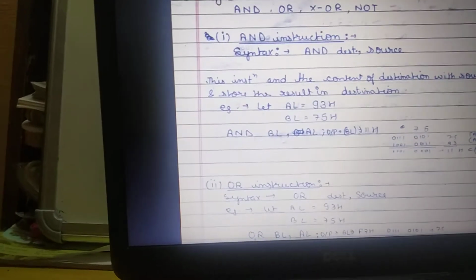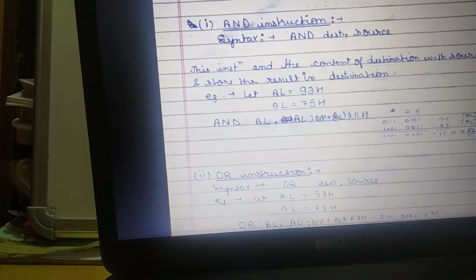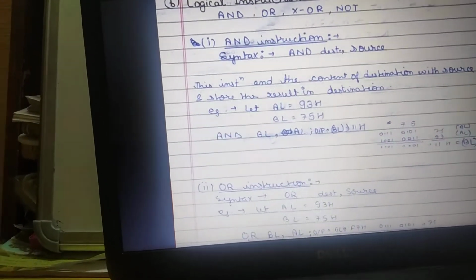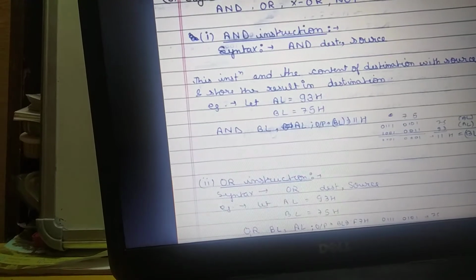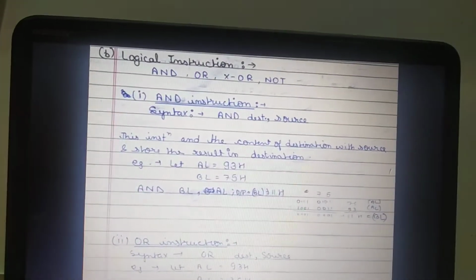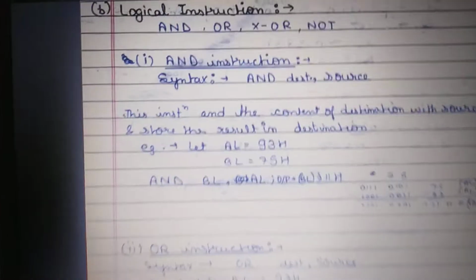Now we move on to logical instructions. In logical instructions, we have to mention AND, OR, XOR and NOT instructions. So what will happen here? First we will discuss about AND instruction. The format of this instruction is AND destination comma source.